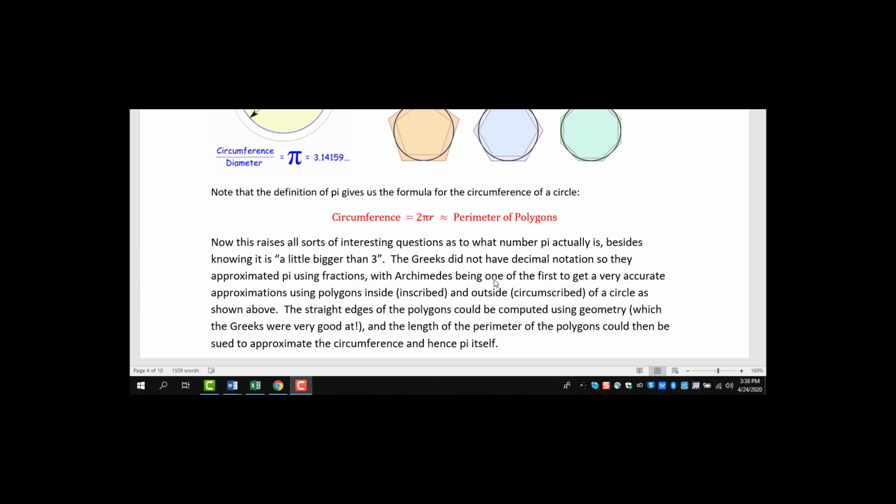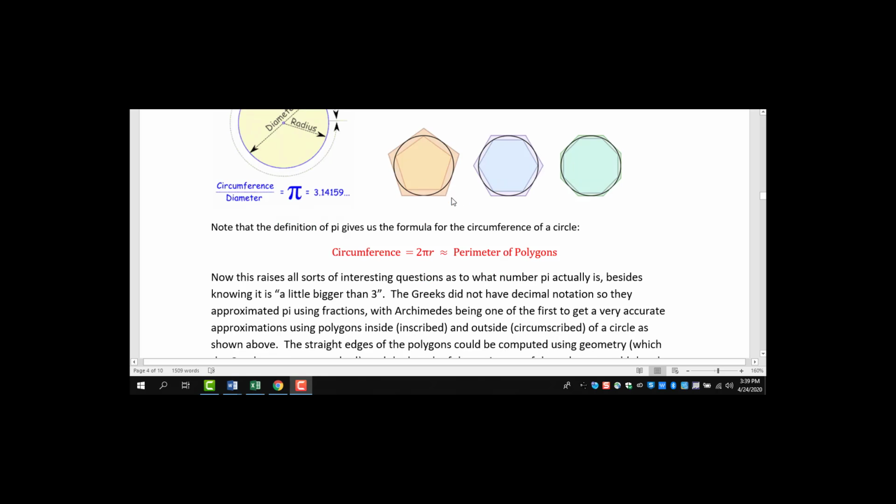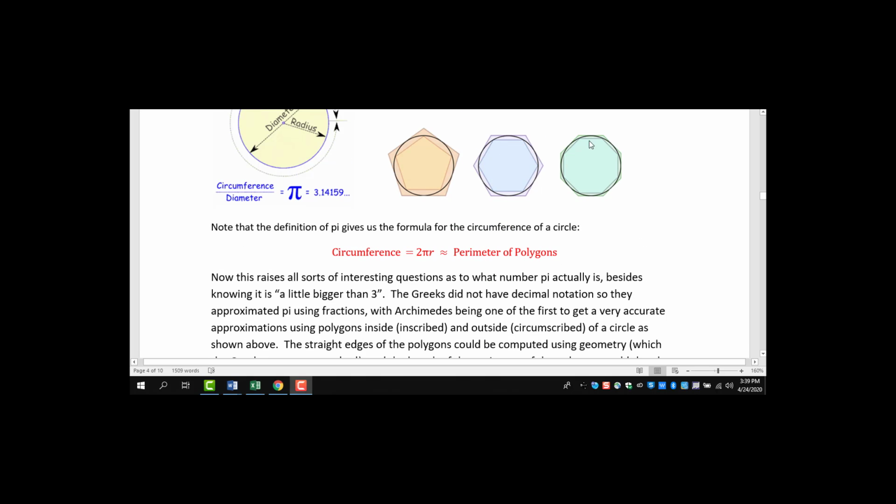So Archimedes was one of the first ones to get a very accurate approximation using polygons. He'd take the inside polygon, figure out the area, take the outside polygon, and he figured that that was pretty close to being the circumference. So the length of the perimeter of the polygons then approximates the circumference. And once you approximate the circumference and divide it by the diameter, you get closer and closer to what pi actually is.